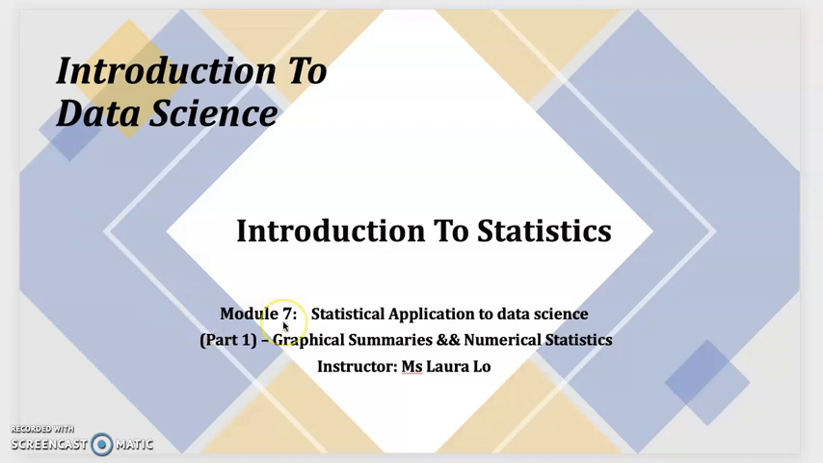Let's go to Module 7. From Module 7 to Module 9, we will spend three modules to introduce statistical application to data science. In the first part, we will first introduce statistics. Then we will introduce graphical summary and numeric statistics. So the first thing, let's talk about statistics.